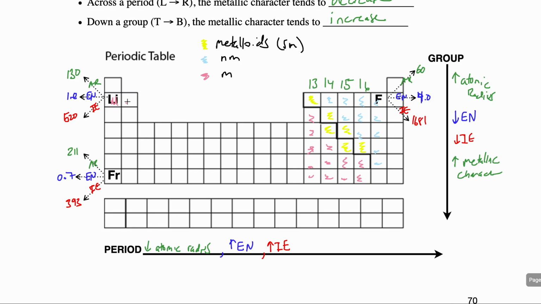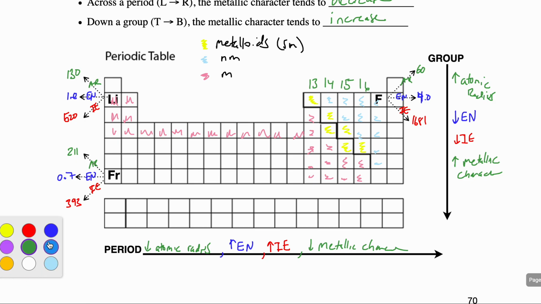And if I go across a period, left to right, I've got pink, metal. Now I hit a yellow, metalloid, and now blue, nonmetal. So as you move left to right across any period, you go from metal to metalloid to nonmetal. So as you go left to right across any period, there is a decrease in the metallic character.